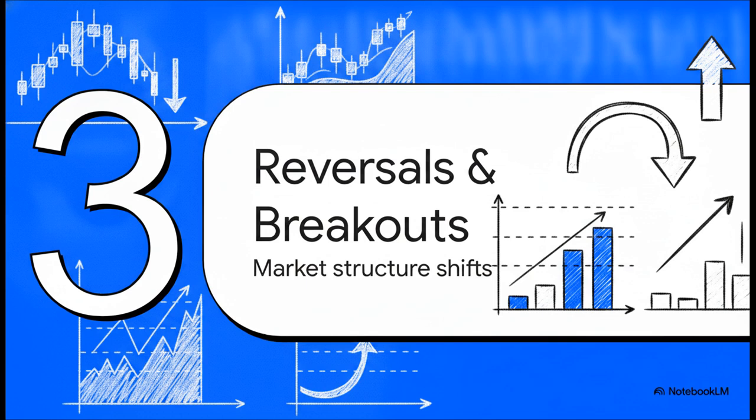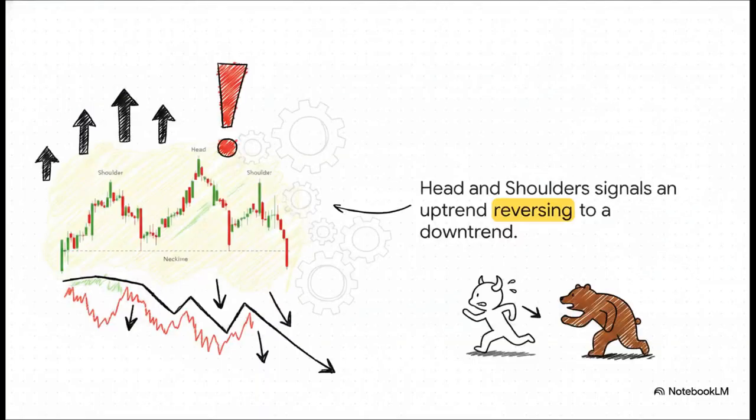Section 3. Spotting reversals and breakouts. Recognizing when the market structure actually changes. So we're moving up from basic horizontal lines to broader visual patterns. These are the patterns that warn us when a major trend is losing steam.